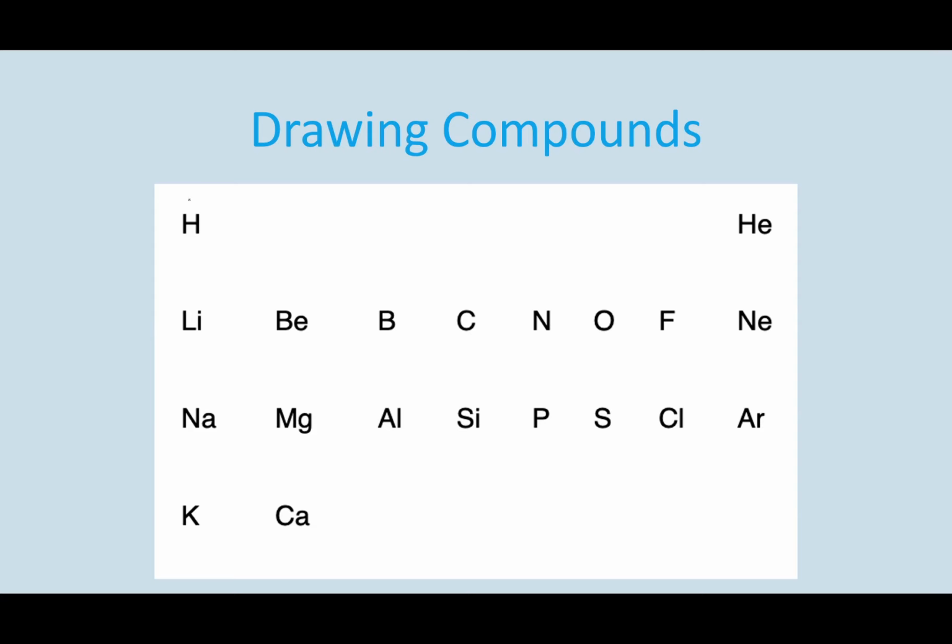Again, we only want to have the electrons shown that are in the valence shell, so in that outer shell. Hydrogen only has 1 in its outer shell. Helium has 2. Lithium has 1. Beryllium has 2. Boron has 3. Carbon has 4. Nitrogen has 5. Oxygen has 6.